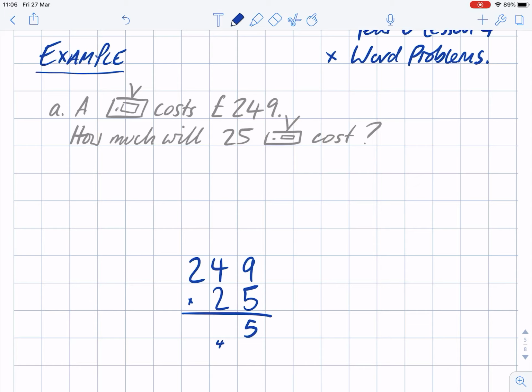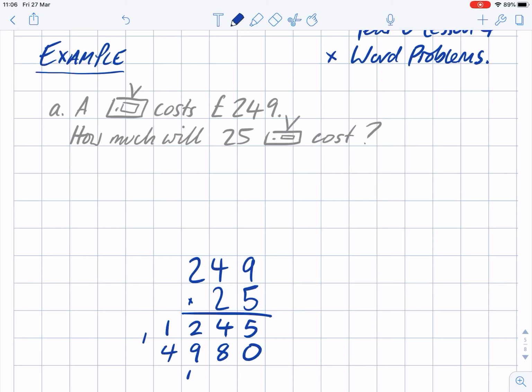5 4s are 20. Add the 4 underneath is 24. And 5 2s are 10. Add the 2 underneath. I'm going to get rid of those because sometimes they get in the way. So I now need to put my placeholder in to show that that 2 next to the 5 is a 20. 2 times 9 is 18. 2 times 4 is 8. Add the 1 is 9. 2 times 2 is 4.